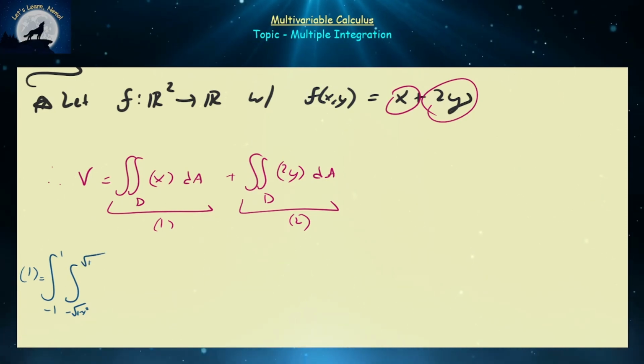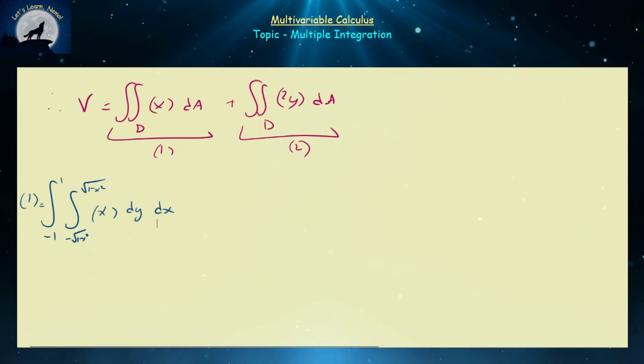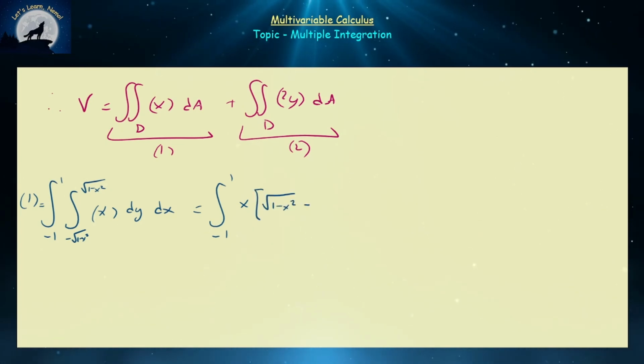So positive square root of 1 minus x squared of x dy dx. So with respect to y, x is just a constant, so we can write this as the integral from -1 to 1 of xy. And then y is going to range from the upper limit to the lower limit and then subtract. So we can write that as the square root of 1 minus x squared minus negative square root of 1 minus x squared, and then we're going to have dx.